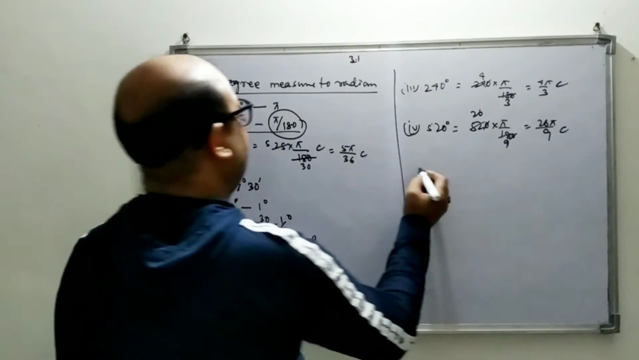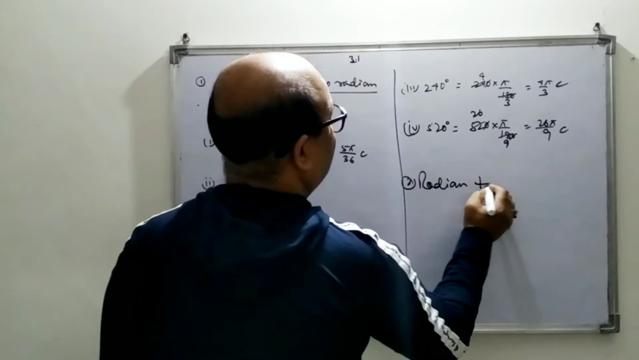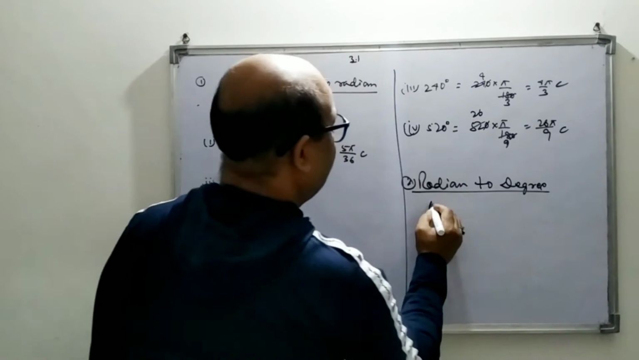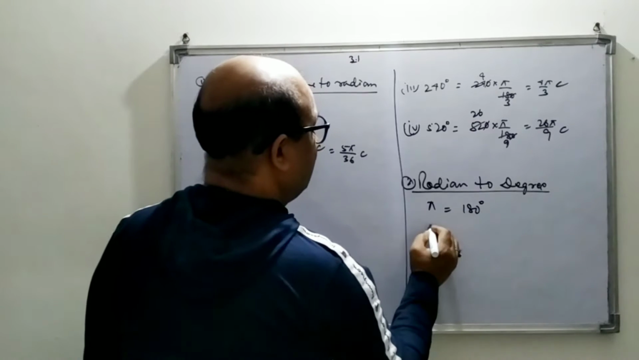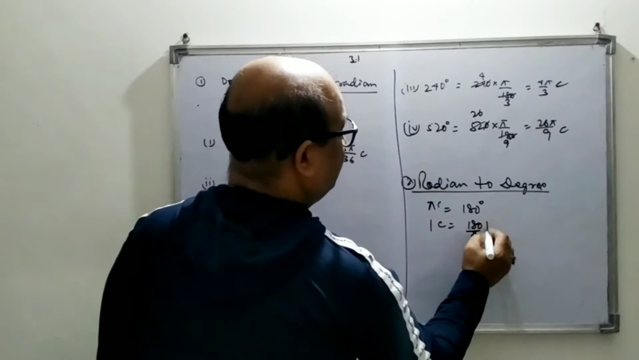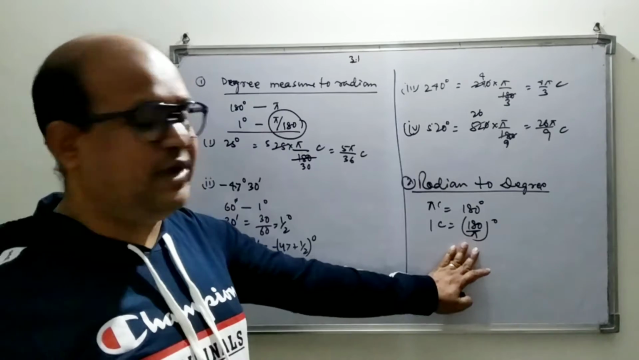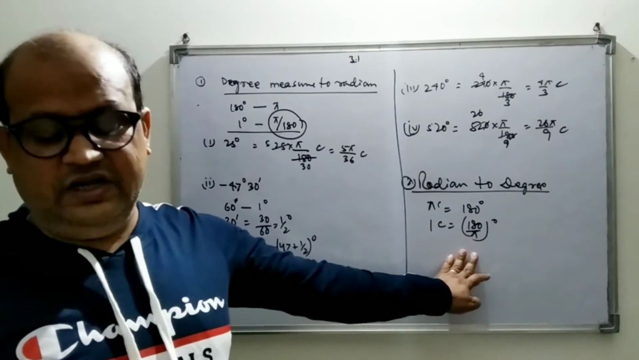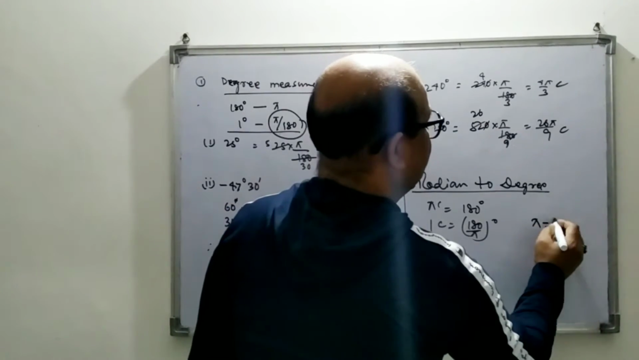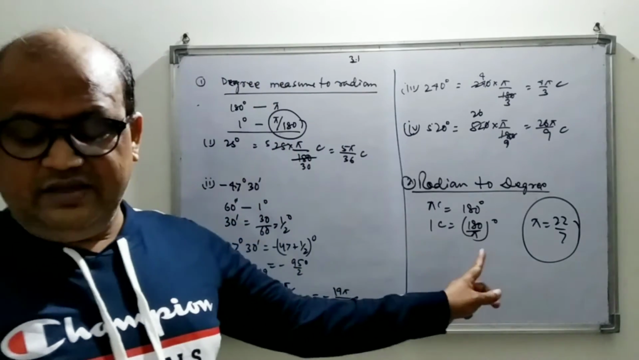Now, next is find the degree measure corresponding to radian measure. Conversion of radian to degree. Now here also, pi radian equal to 180 degree. That means 1 radian equal to 180 by pi degree. So if you multiply any radian by 180 by pi, that will give you degree value. Now here we know pi equal to 22 by 7. It is given. So for the value of pi, we will put 22 by 7.